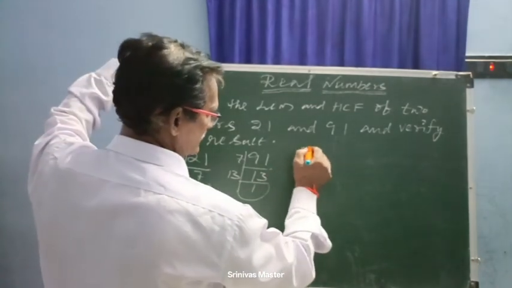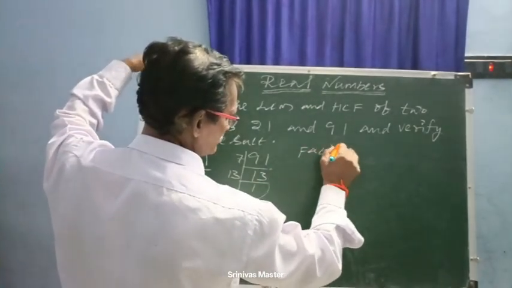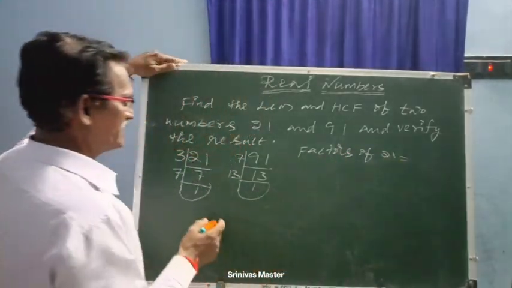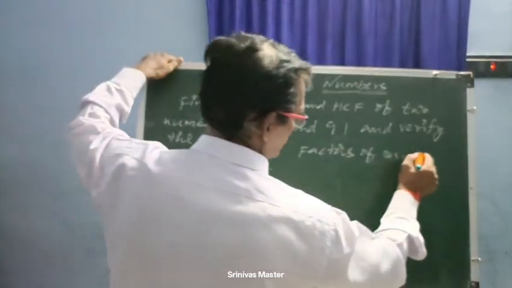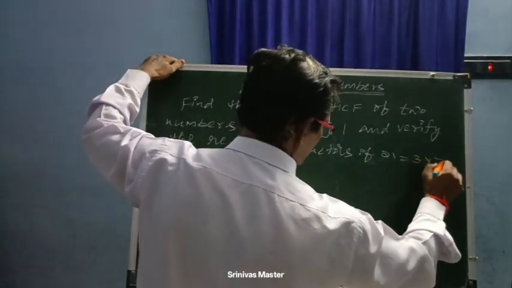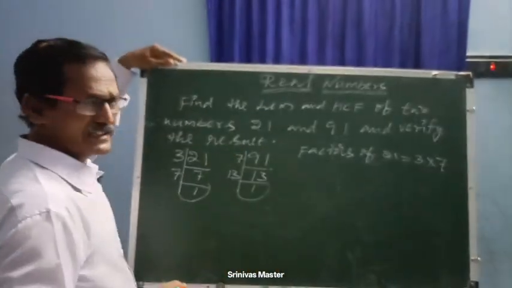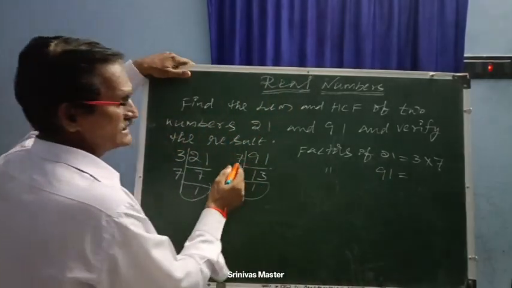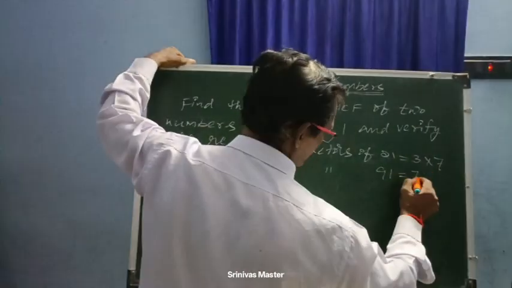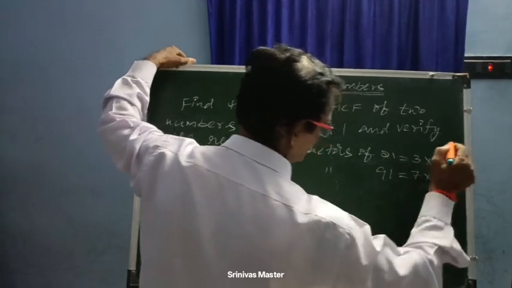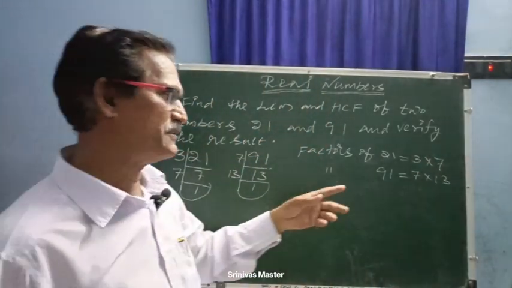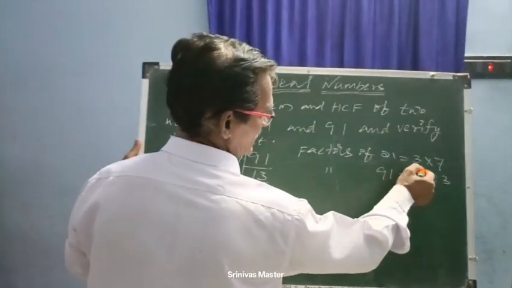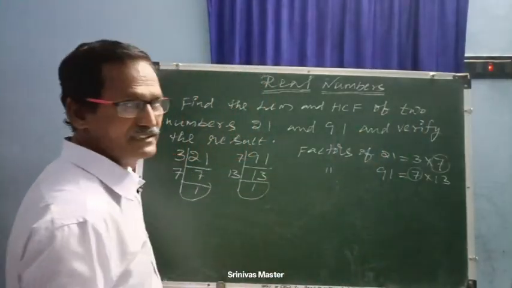Just see children. Factors of 21. What are the factors? 3 and 7, no? That means in product form you can write 3 into 7. Now, factors of 91. What are the factors, children? 7 and 13, no? So in product form, 7 into 13. Now, what are the common factors of both the numbers? 7, no? So 7 is the common factor. Only one number is the common factor.